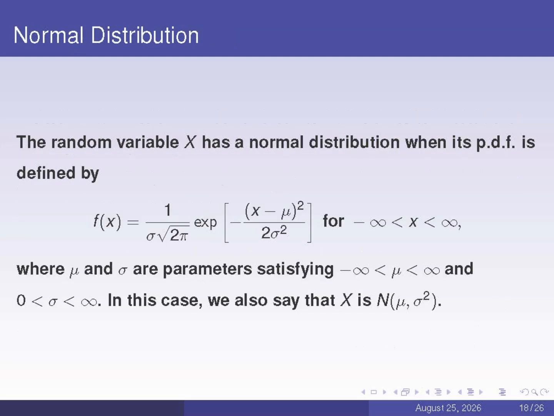When the probability density function of a random variable x takes the form shown in line 3, x is said to follow a normal distribution, where mu and sigma are parameters. The parameter mu can be any real number, while the parameter sigma must be a positive real number. In this case, we also say that the random variable x is N(mu, sigma squared), as displayed in the last line.